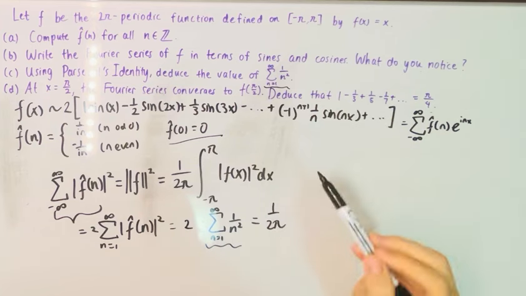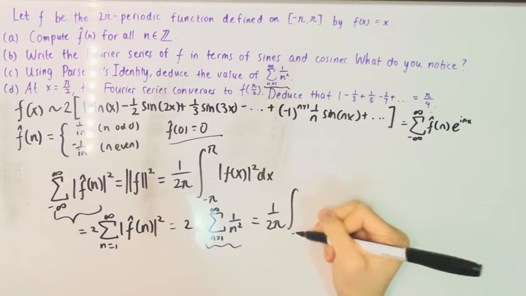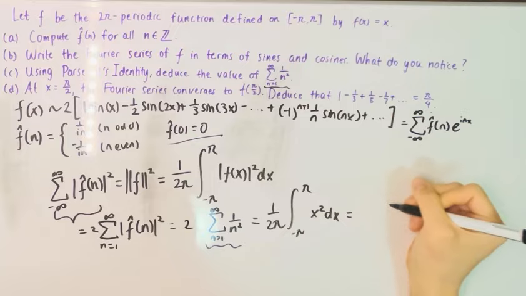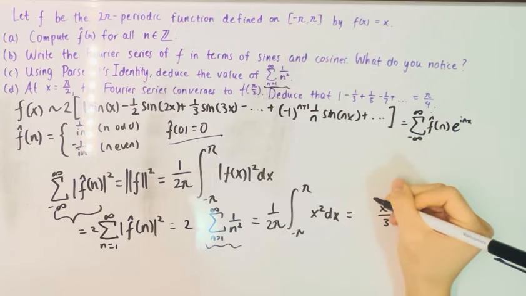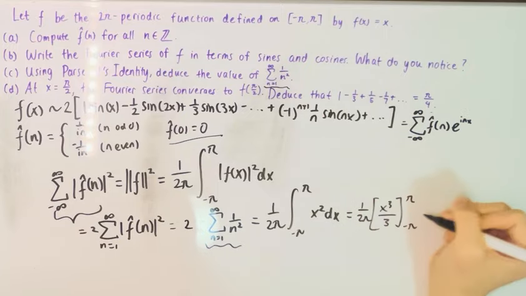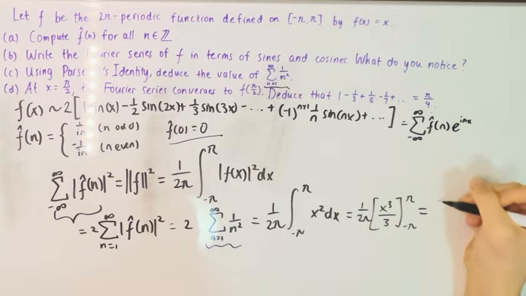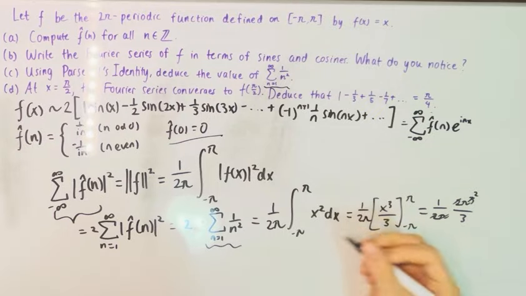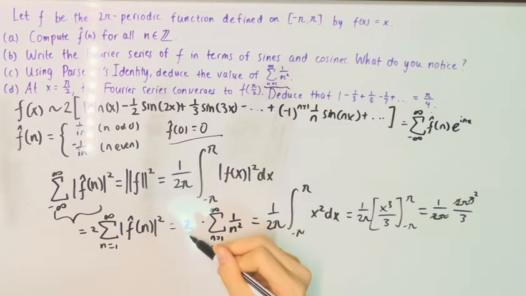So our function is x squared, that's always positive, so we don't have to worry about the absolute value anymore. And this is just a pretty simple calculation. That's going to be 1 over 2 pi times 2 pi cubed over 3. This cancels, and we get that divided by 2.